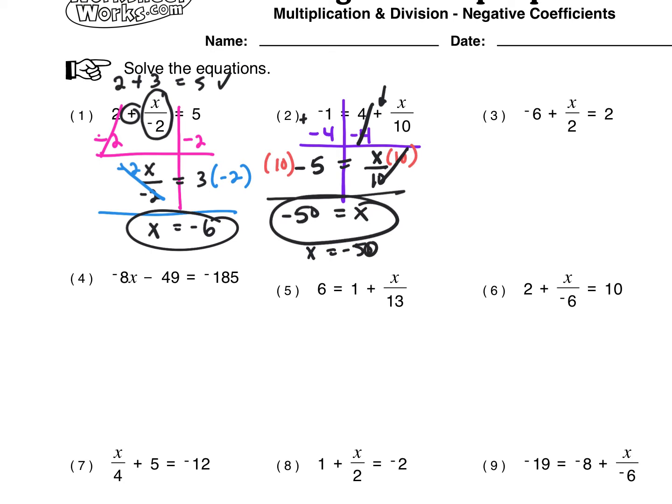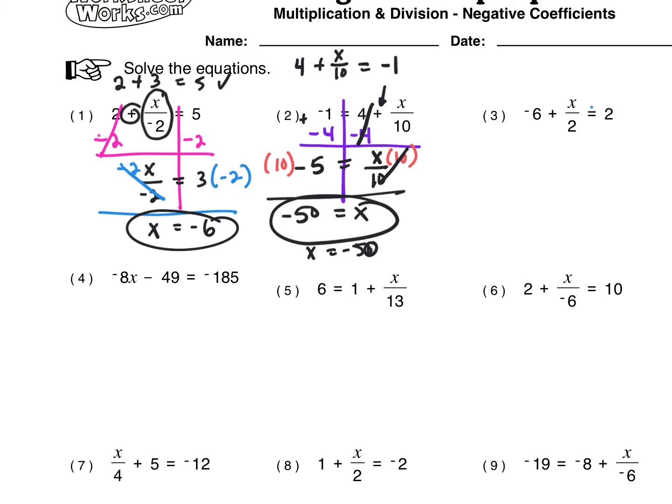By the way, we could have started this whole problem by reversing it if you're more comfortable. We could have moved 4 plus x divided by 10 onto the left side, and moved -1 onto the right side. So if you'd rather do that, you can.